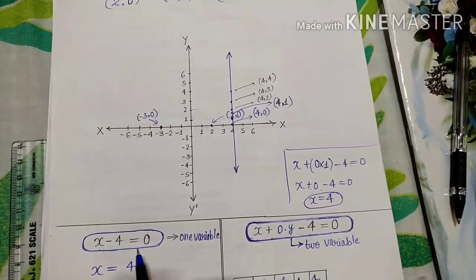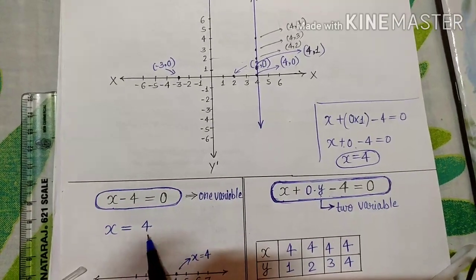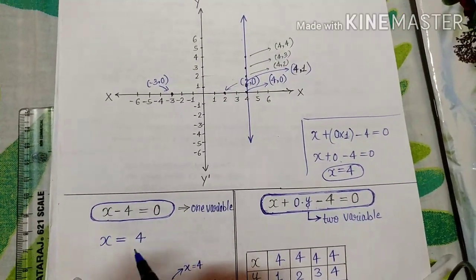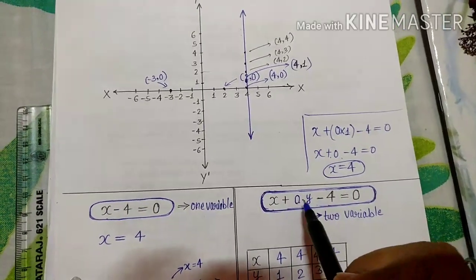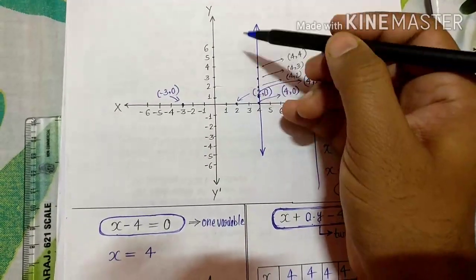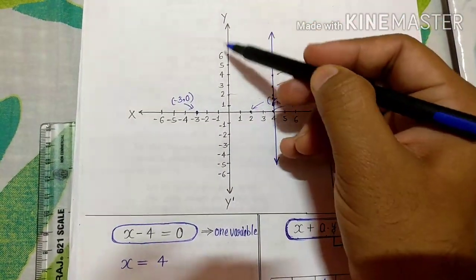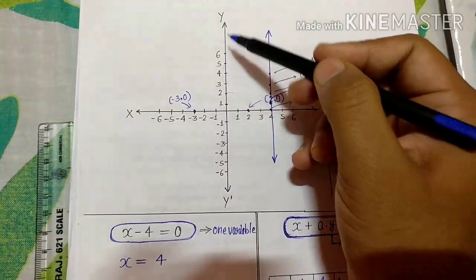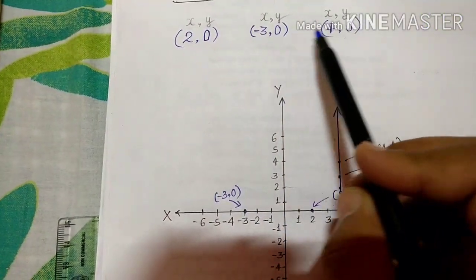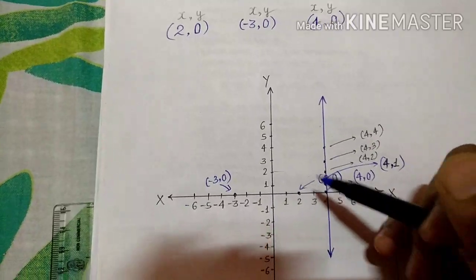So what happens when the value of x is 4, or any value like 3, 4, 5, 6, 7, 8, whatever, and the value of y is what, 0. In that case, how will we get the line? We will get a line which is parallel to the y-axis when the y value is 0. So in this case it is 2 comma 0, minus 3 comma 0, 4 comma 0, like that you get. Okay, clear or not?